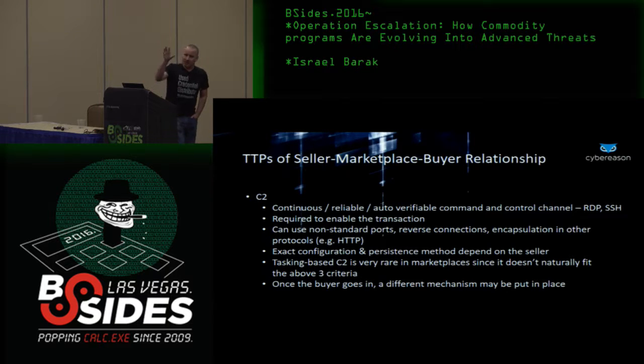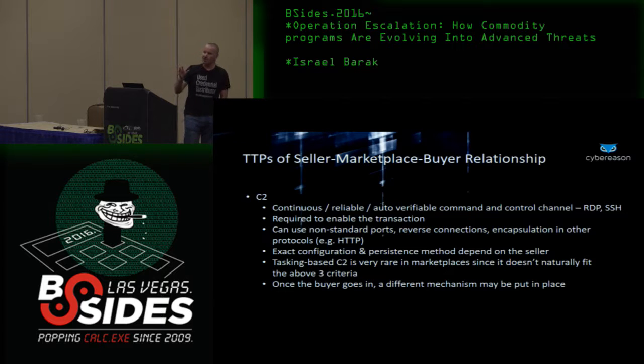So let's try to summarize what we've seen into a set of, let's call them, rules or characteristics of how a seller, marketplace, buyer relationship would look, and see how we can derive detection mechanisms based on that.